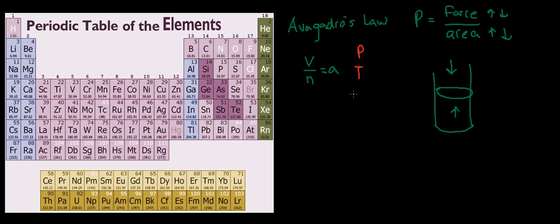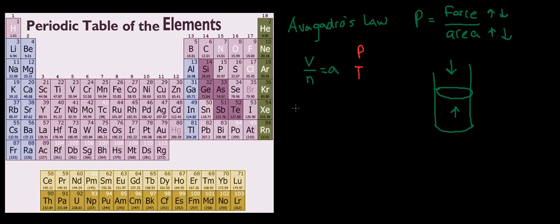So that's the gist of Avogadro's law. When moles increase, the volume is going to have to increase proportionally to give the molecules more space to keep the pressure the same. And if the moles decrease, then the volume is going to have to decrease to keep the pressure the same.